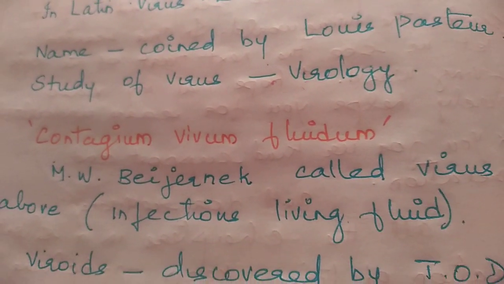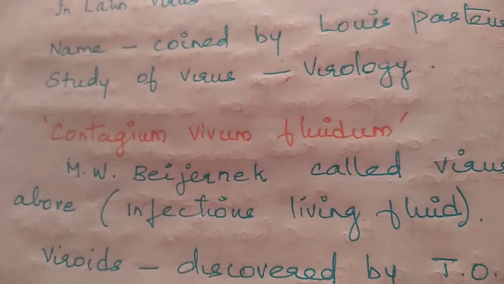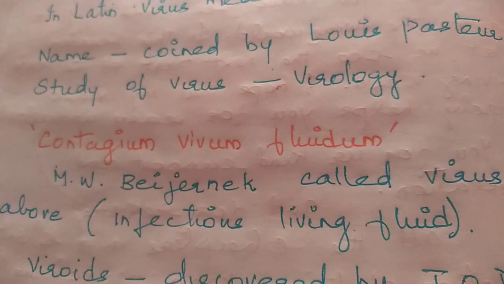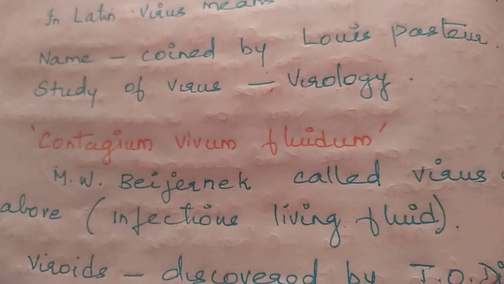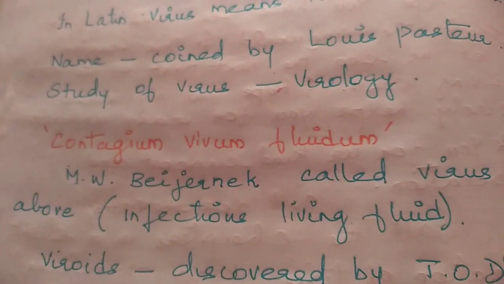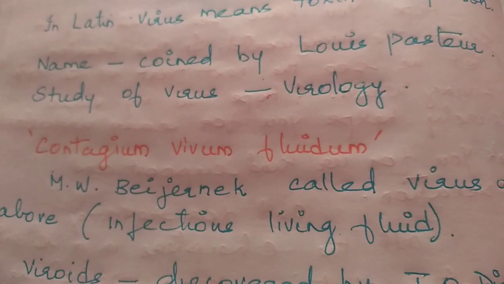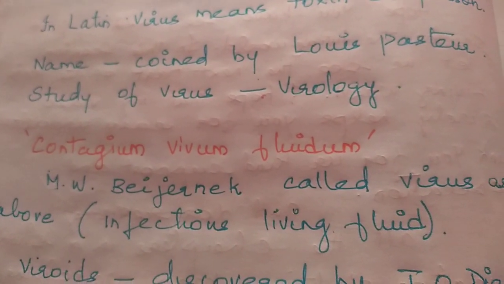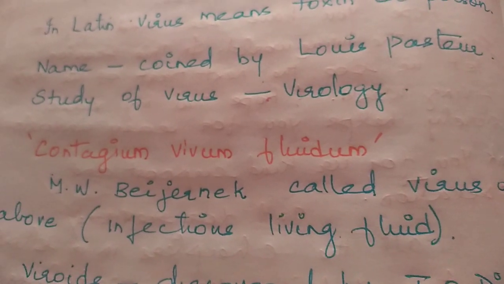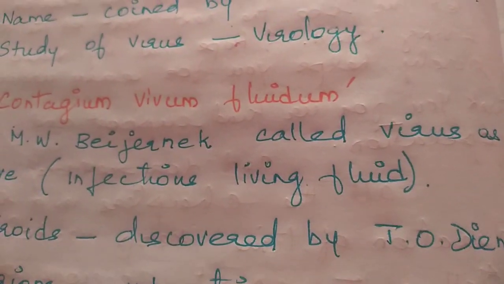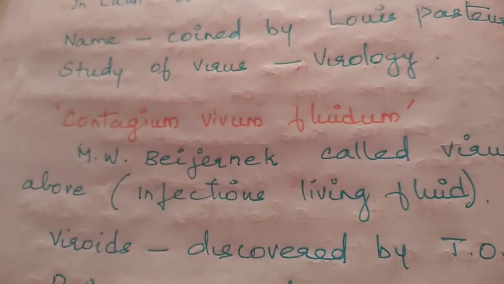It is a famous word coined by Beijerinck, M.W. Beijerinck. He called virus as contagium vivum fluidum. It means it is an infectious living fluid. So only it is termed as contagium vivum fluidum. And the term viroids was discovered by Diener, T.O. Diener. He discovered the viroids.